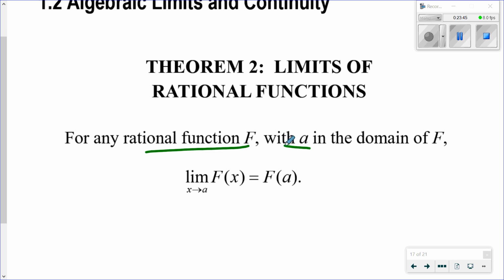So when I have a function where I can plug a straight in and get a value, that will be my limit, is what this function says. So when we start these, the first thing we're going to try to do is plug a in and see if that works.